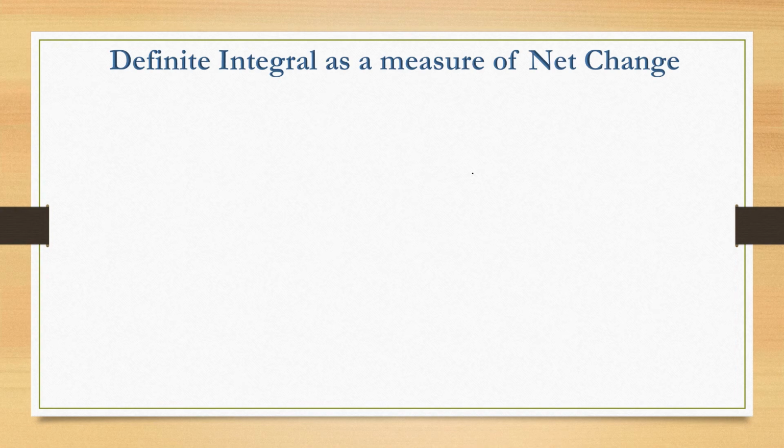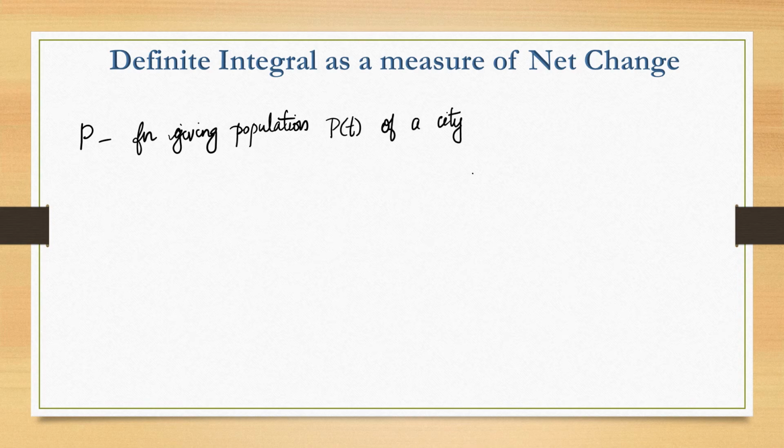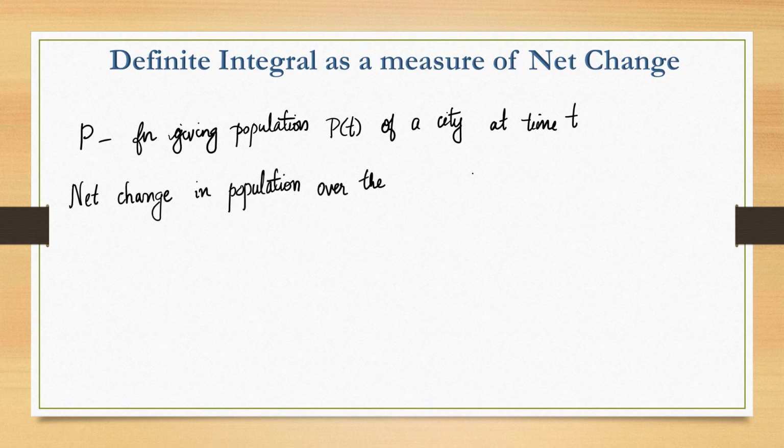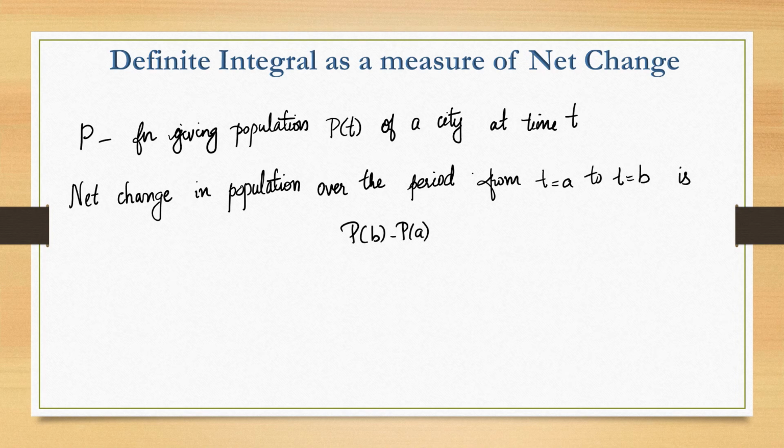Our next topic is definite integral as a measure of net change. In real-world applications, we are often interested in the net change of a quantity over a period of time. For example, suppose that P is a function giving the population P(t) of a city at time t. Then the net change in the population over the period from t equal to a to t equal to b is given by P(b) minus P(a).